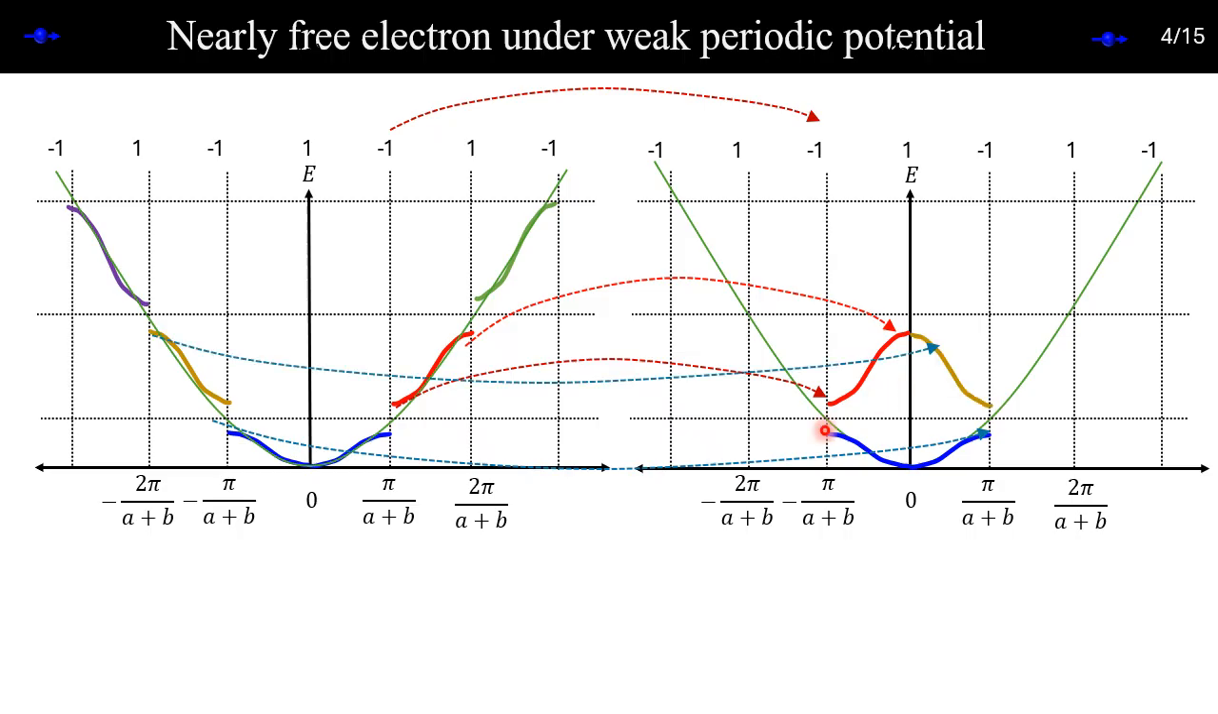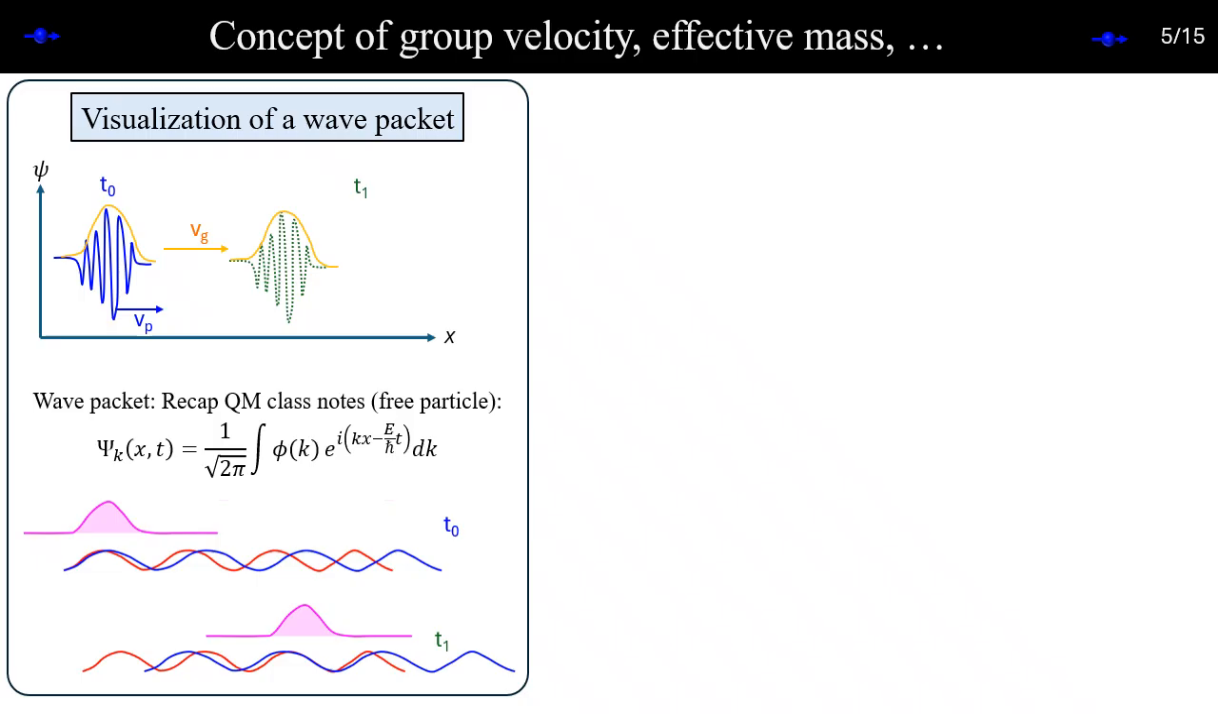And if you continue that process, then essentially you get this kind of E-k dispersion, which we derived before in the Kronig-Penney model. So this was the intuitive understanding that if electrons are in a weakly periodic potential, we also get a similar kind of E-k dispersion. Okay, then we move forward.